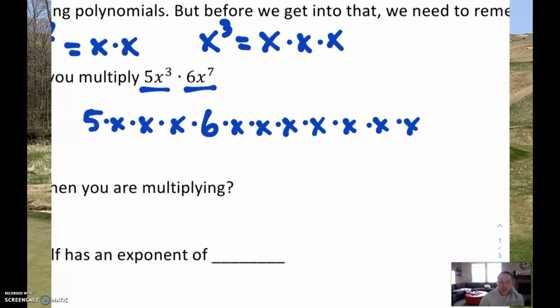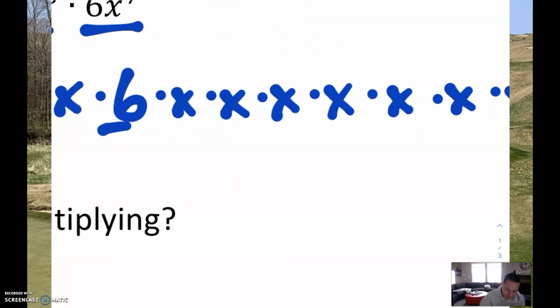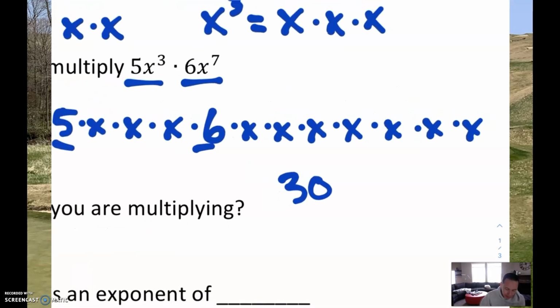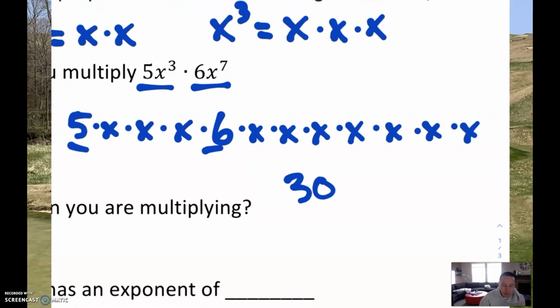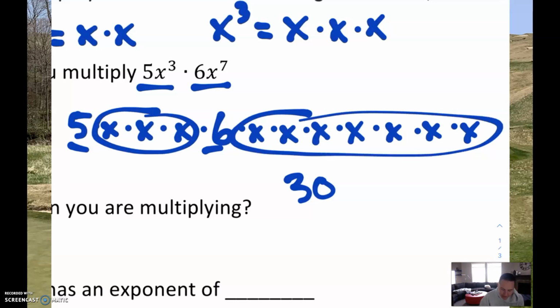And now we have to multiply all of these together. So let's take the 5 times 6. So we can multiply those coefficients together. 5 times 6, that's just 30. And here's the important part about this lesson here. We have 3 x's here. And we had 7 x's here. How many total x's do you have when you multiply them all together? That's right, you've got 10 x's together.